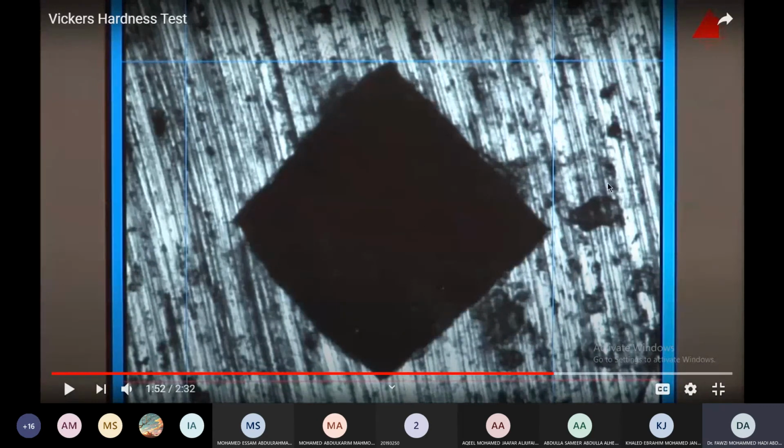Now, question: what's the difference between the Vickers hardness test and the Rockwell and the Brinell hardness tests? What's the difference between them? The major difference between them, of course, is in the shape of the indenter. But what distinguishes the Vickers from the other two?